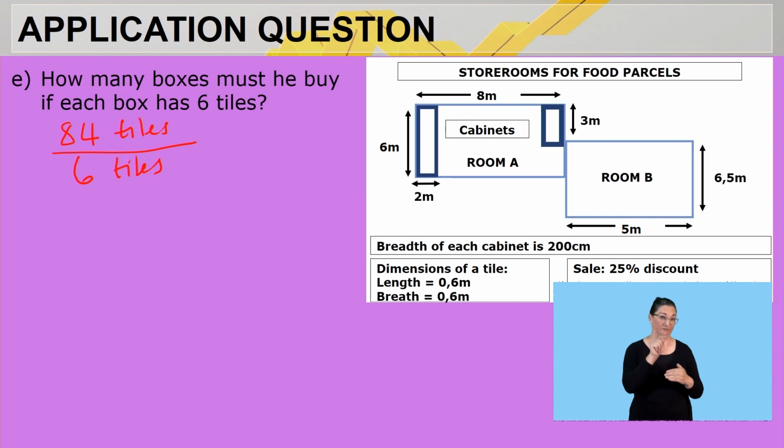84 divided by 6. So therefore, 14 boxes. It says how many boxes. So indicate here that 14 boxes need to be bought. So 84 tiles needed, 6 tiles per box, so 84 divided by 6 equals 14 boxes.